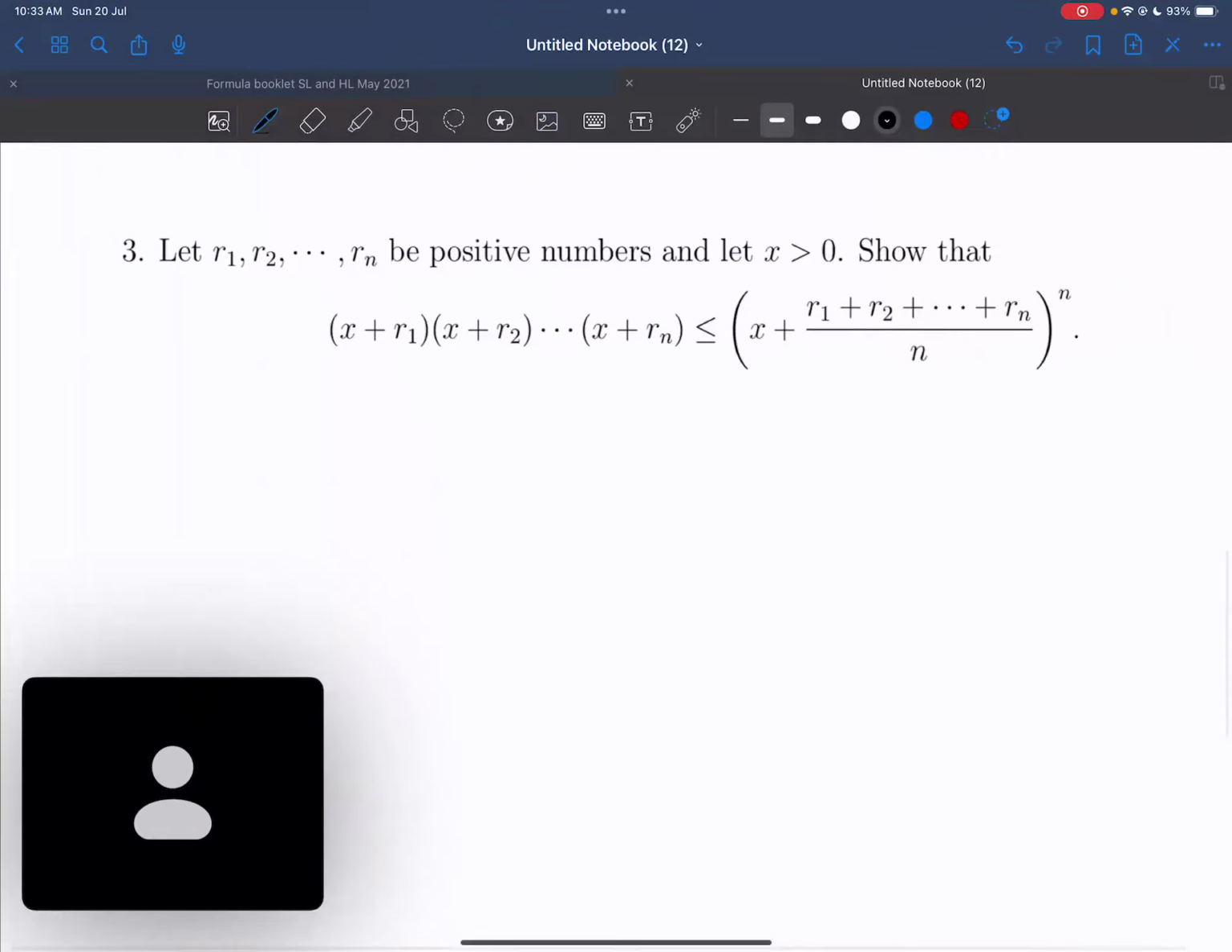Okay, here we have a couple of positive numbers, and then we have x also being positive. So we want to show that the product of x plus each one is less than or equal to the thing on the right hand side. Okay, so how can we do this? Well, let's think about this, right? What if we take the nth root of both sides?